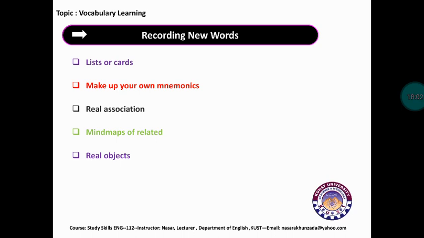A continuum is a simpler form of mind map. It can be used to record words that form a sequence, such as disturbing, frightening, terrifying. Some students report labeling everything in the house at the early stage of language learning.